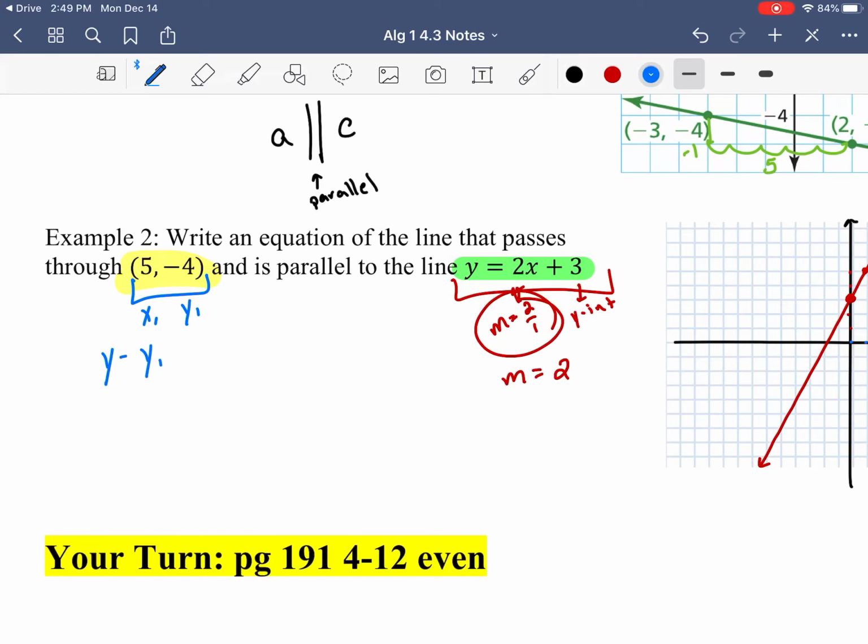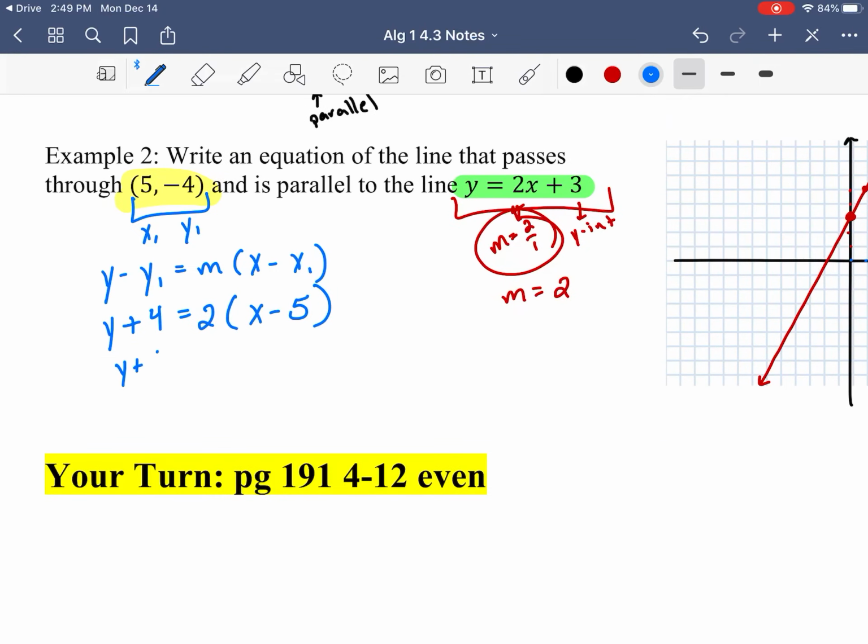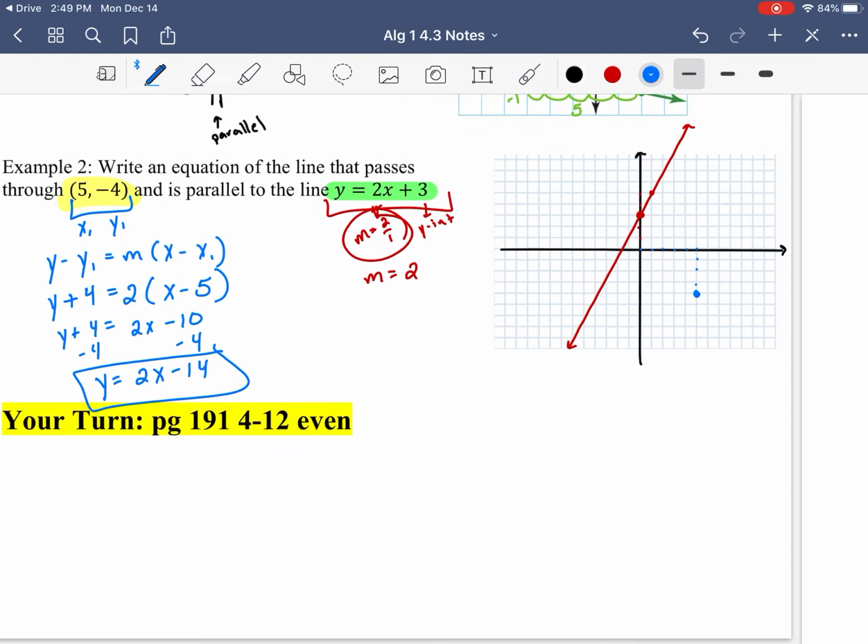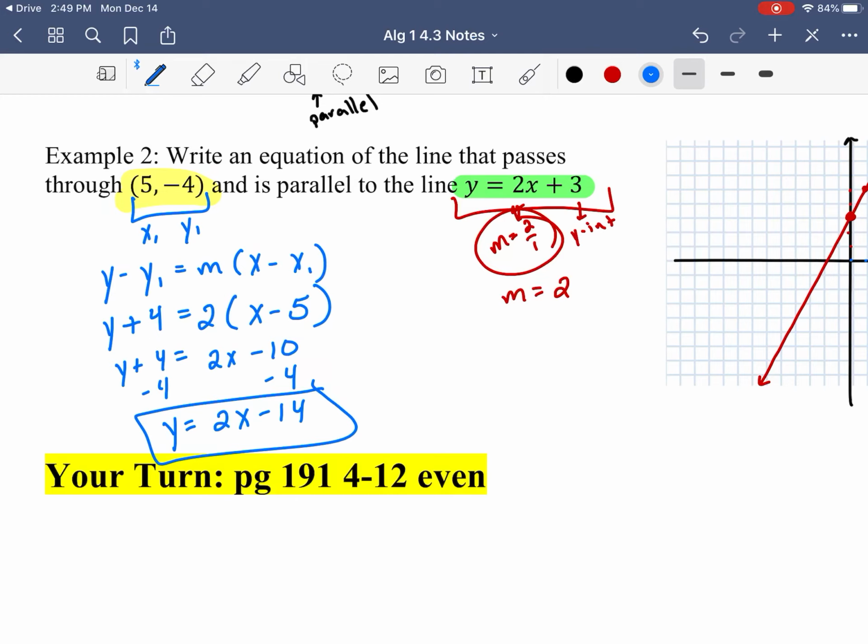So I'm going to use y minus y1, and I'm going to use the point I want it to go through, point 5, negative 4. So y minus a negative 4 is going to turn into plus 4. I want it to have a slope of 2, the same as this line over here. Slope of 2. And then x minus x1 is 5. So now I can simplify this. Let's distribute: 2x minus 10, subtract the 4, 2x minus 14. So there is the equation of my parallel line.